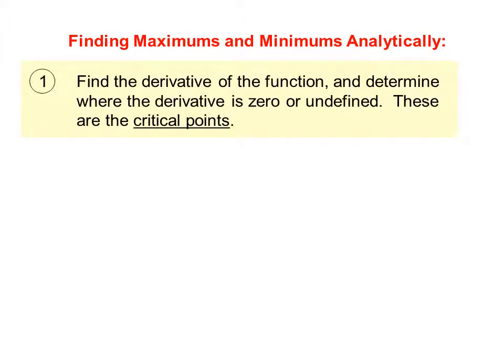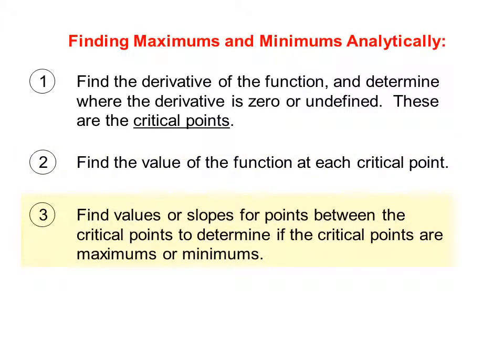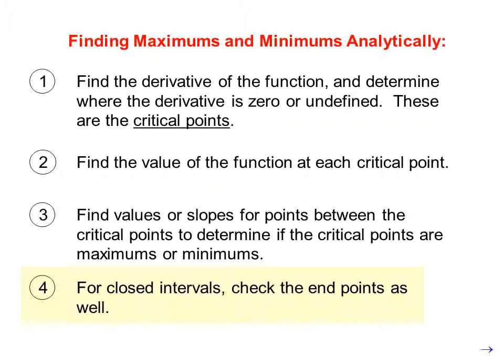Finding maximums and minimums analytically. Step 1. Find the derivative of the function and determine where the derivative is 0 or undefined. These are the critical points. Step 2. Find the value of the function at each critical point. Step 3. Find values or slopes for points between the critical points to determine if the critical points are maximums or minimums. And step 4, for closed intervals, check the endpoints as well.